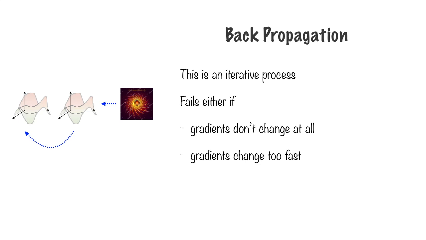Backpropagation can also fail if your gradients change too fast. That means your gradients move in all kinds of directions. They're not steadily moving downwards. Your model is not converging.